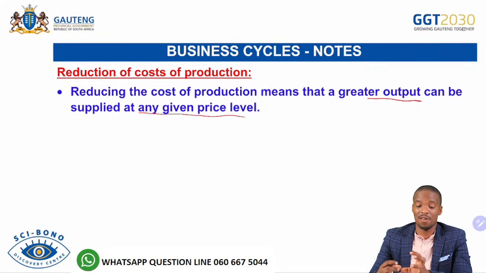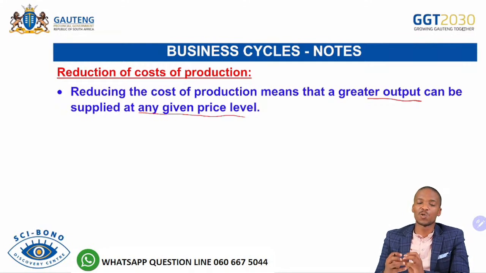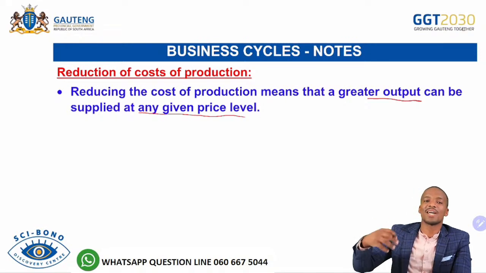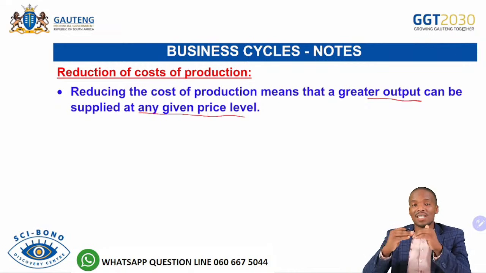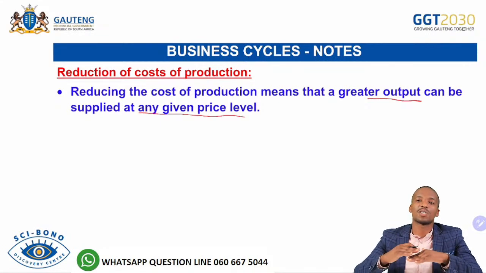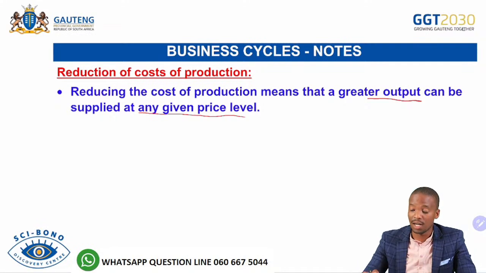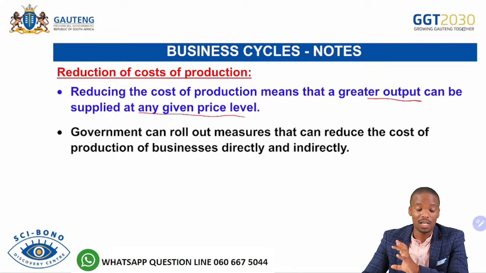It means now if for you to produce a certain good or a certain product, it is cheaper for you to produce that, there is no reason for you to overprice it because it is cheaper for you to produce it. It means now the price levels will be reasonable because the cost of production will be cheaper or will be less or could have been reduced.